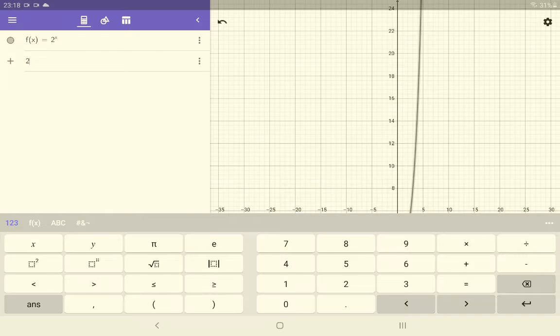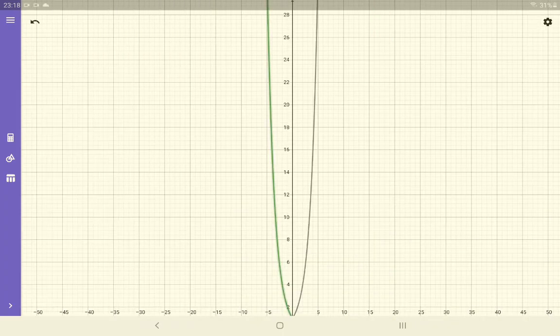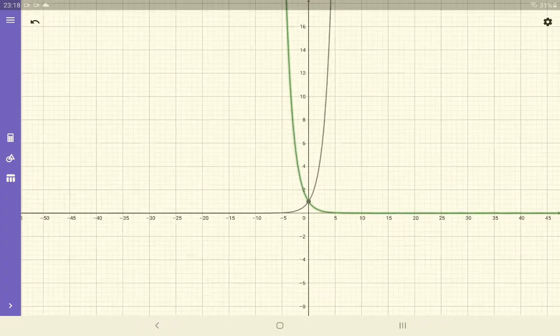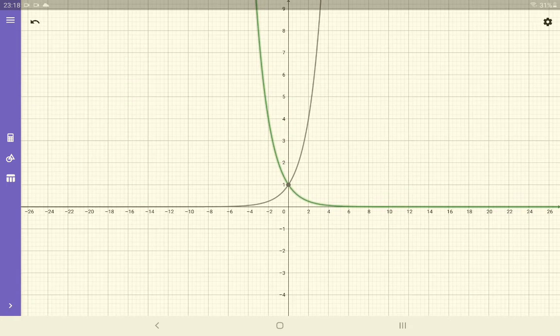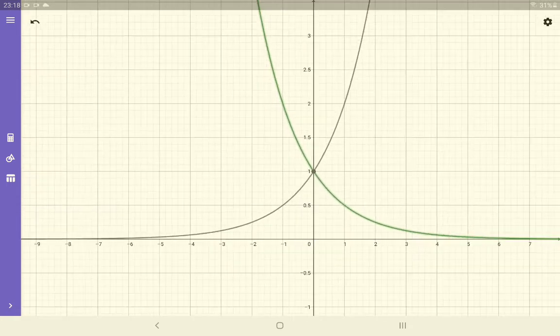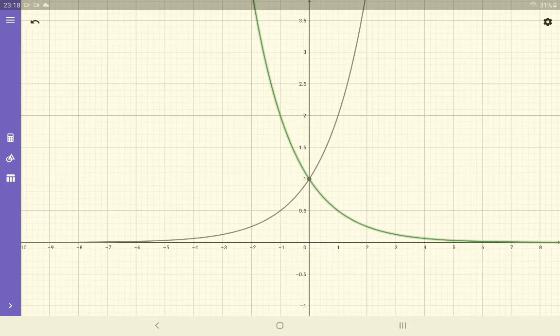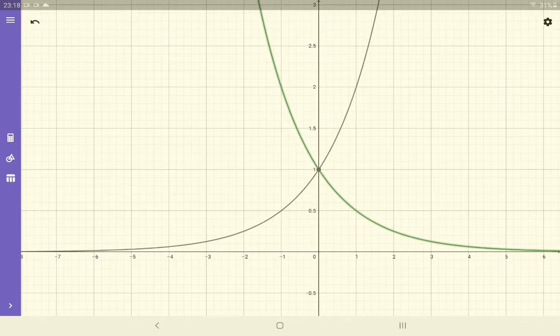2 raised to minus x. See, in your textbook they have given the graph like this, and this is the exact point of intersection. Both are meeting at 1 here. So 1 is your point of intersection for this graph.